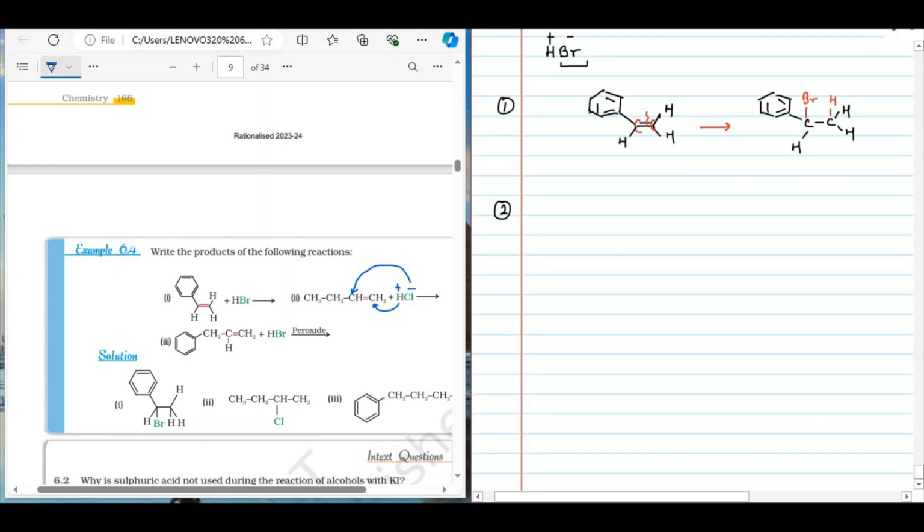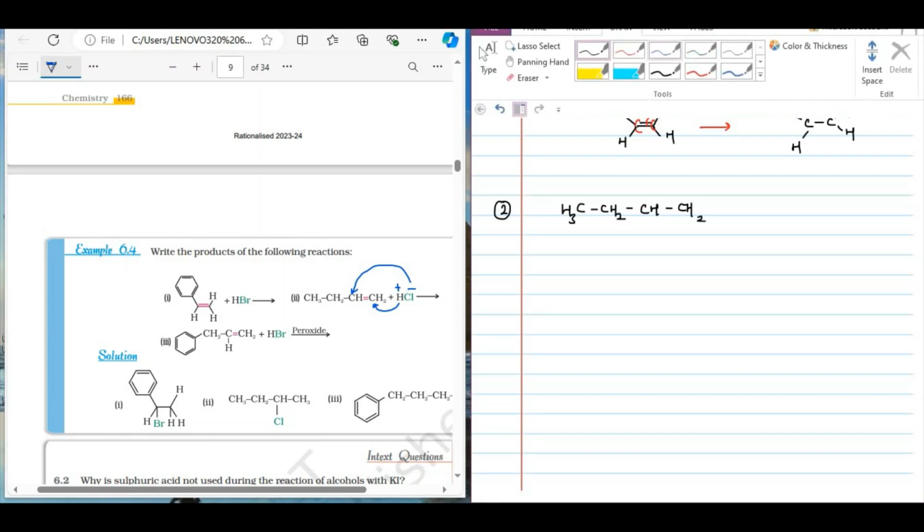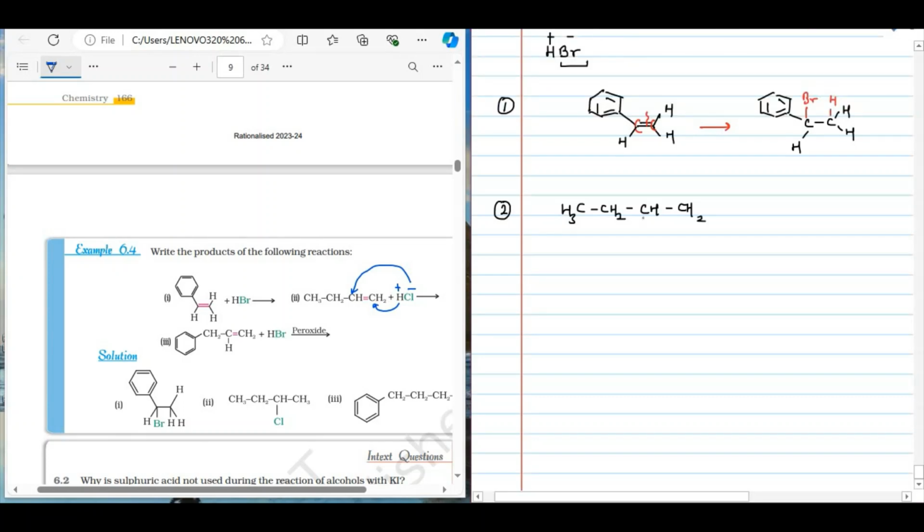So the product of second reaction will be CH3 single bond CH2 single bond CH single bond CH2. So here Cl will get attached to the second carbon and H will get attached to the first carbon. Now come to the third reaction. In third reaction again double bond is there and you have to do the reaction with HBr.